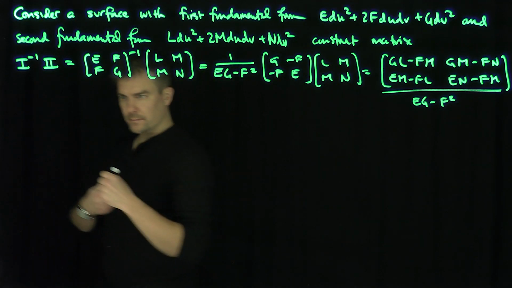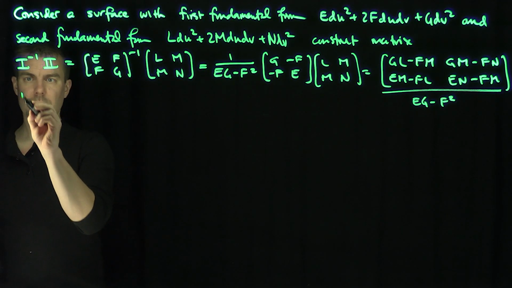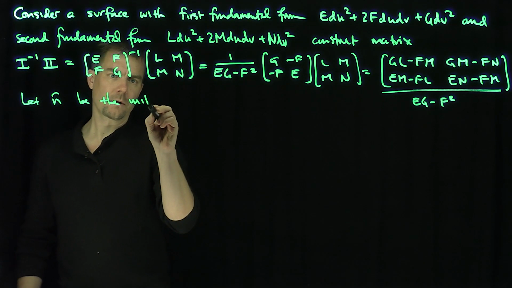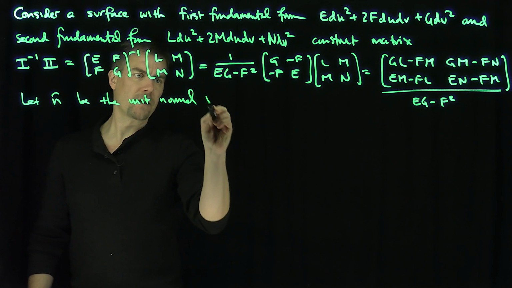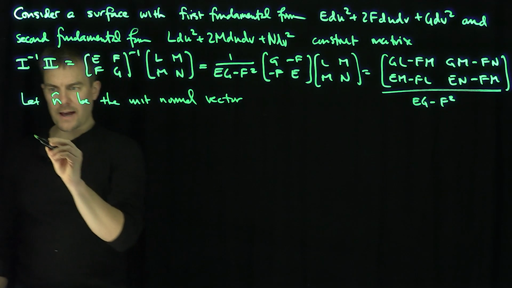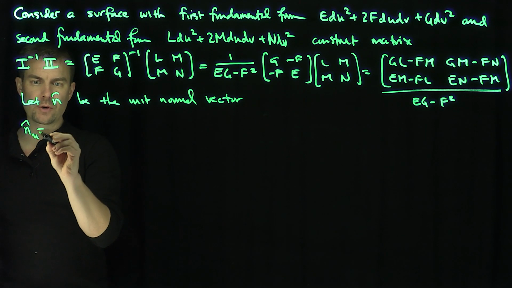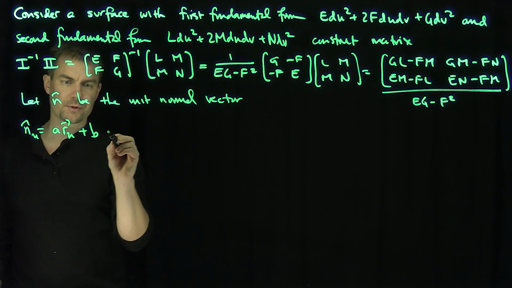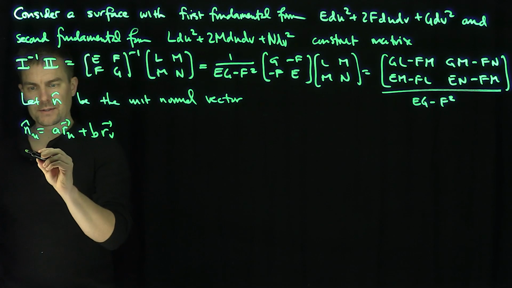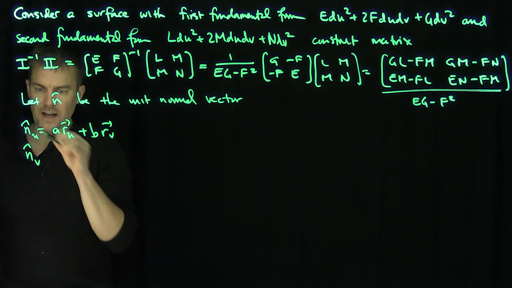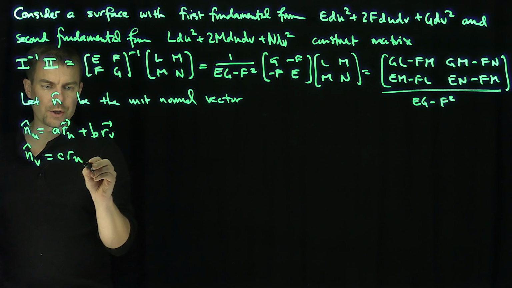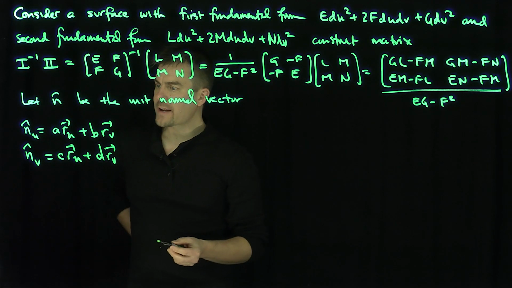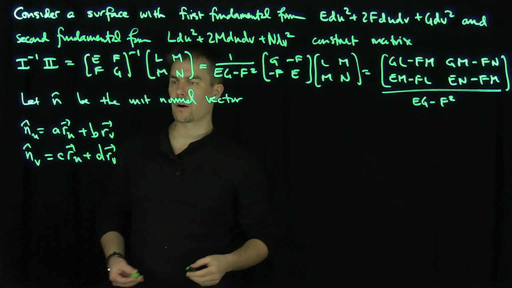So now let n hat be the unit normal vector. Then I know that the derivative of n with respect to u is a combination of Ru and Rv, where R is the parameterization of the surface, because that's a line in the tangent space, and Ru and Rv, with some numbers A and B: A Ru plus B Rv. In other words, n hat u and n hat v lie in the tangent plane, so I can write them as combinations of Ru and Rv.